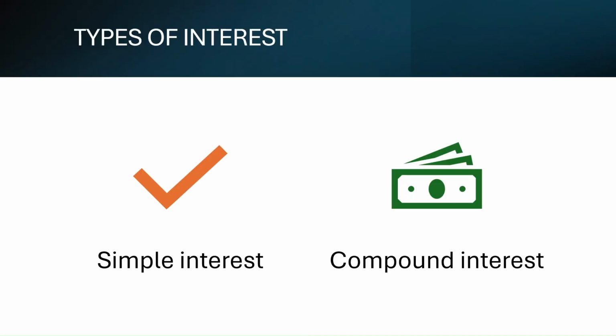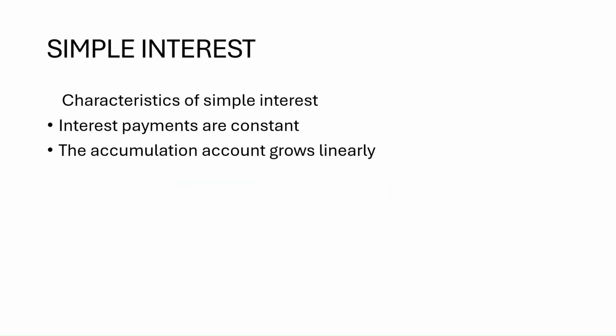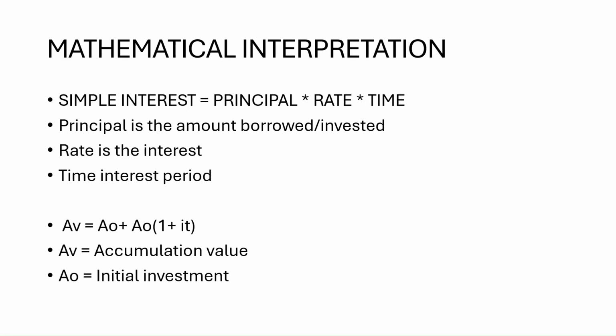Now, there are different kinds of interest. In this video, we will look at simple interest and compound interest. With simple interest, the interest payments, the interest that you get on your money, are constant, and the accumulated amount that your money earns over time grows linearly. I will show you a graph in a minute.